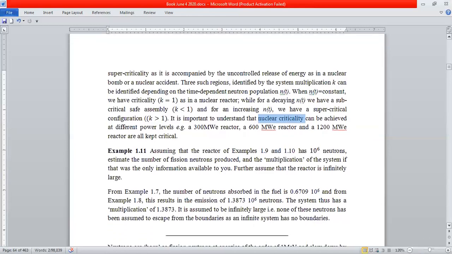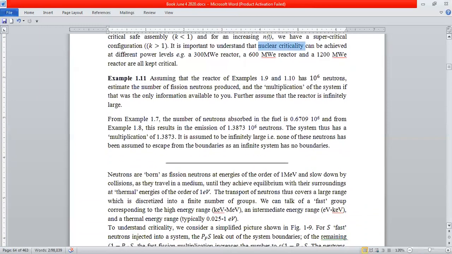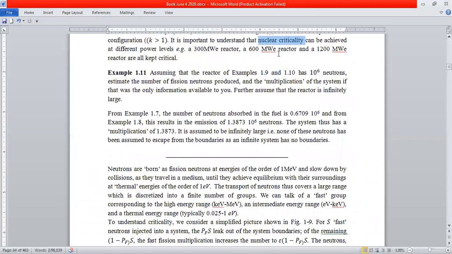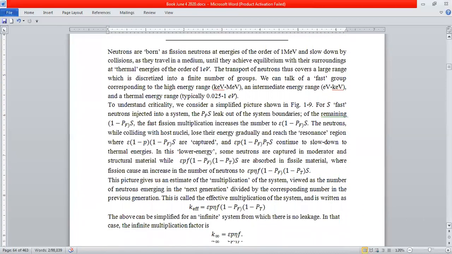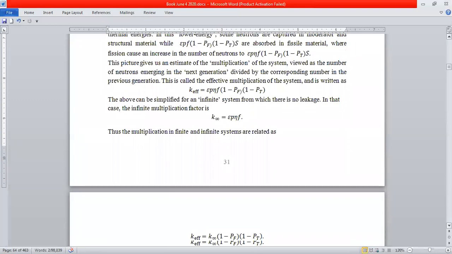Now let's look at example 1.11. In the previous examples, if you have a million neutrons, then the calculations we could be required to carry out are to estimate the number of fission neutrons produced, the system multiplication, etc. So you can look at this yourself, but I want to show you what is called a 4-factor and a 6-factor formula.